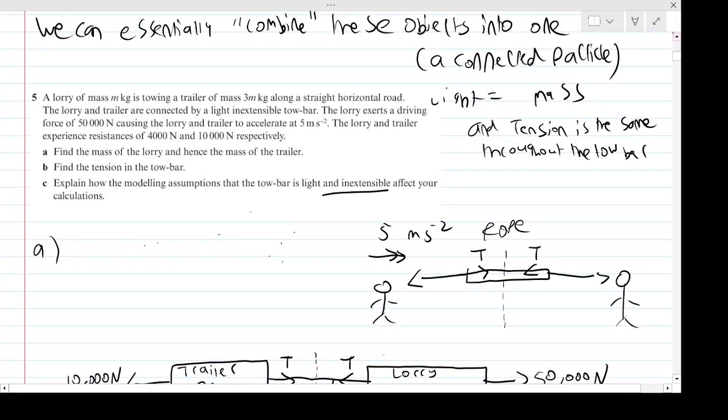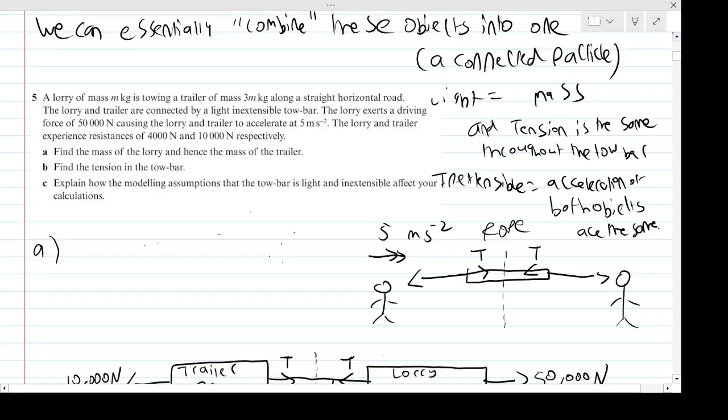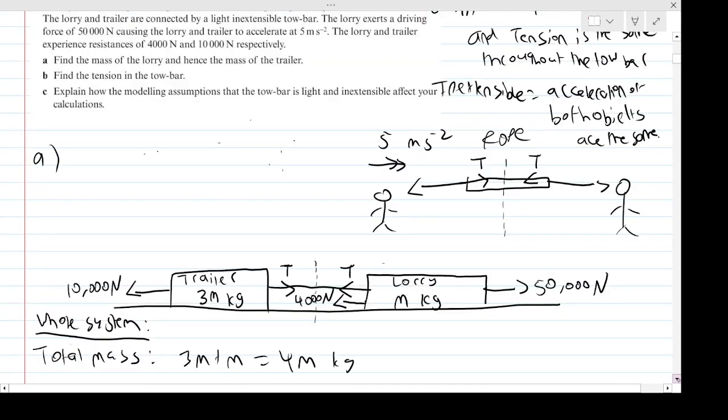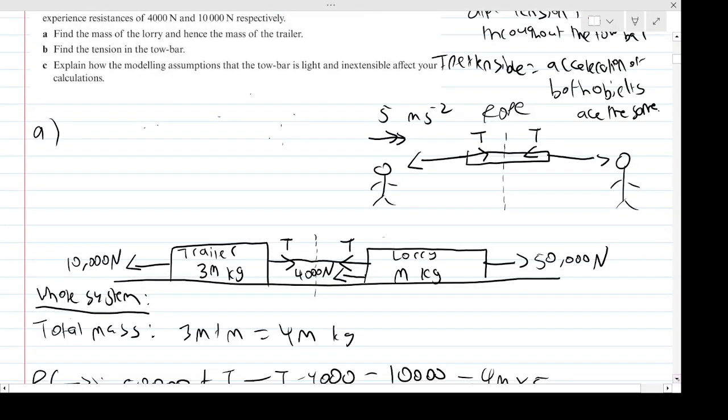Now, inextensible means that the acceleration of both objects, so here the lorry and the trailer, are the same. So the objects connected by the tow bar, the lorry and the trailer, both travel at the same acceleration. Now, a question you might have: if the acceleration is 5, that's the acceleration for both the lorry and the trailer, right? You might be thinking, well, aren't they different?